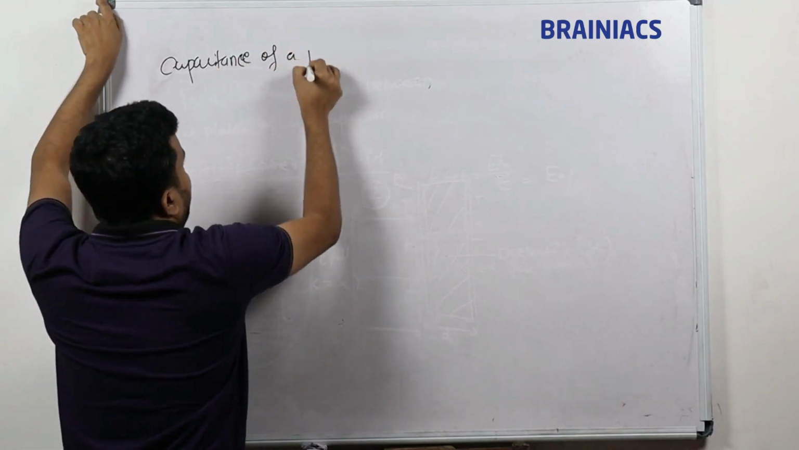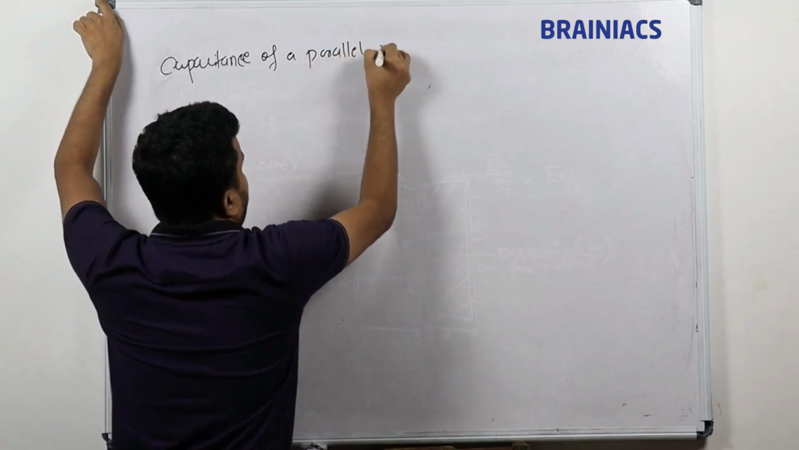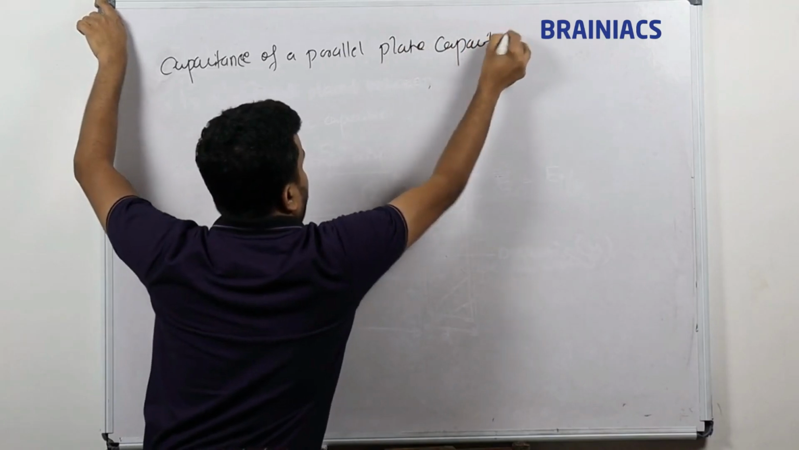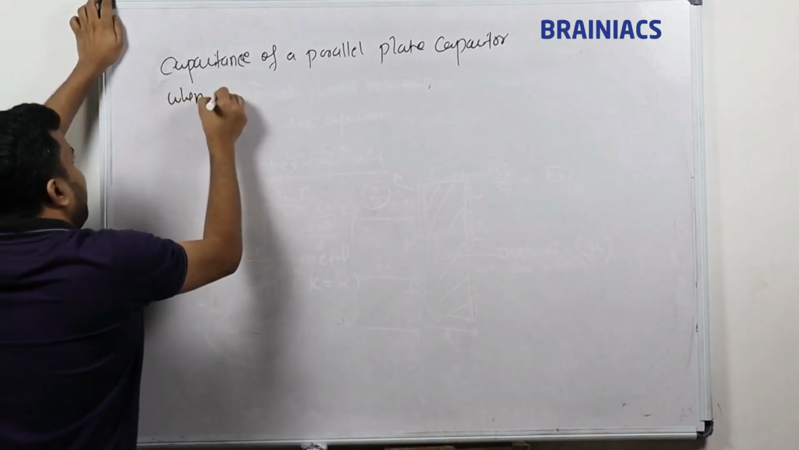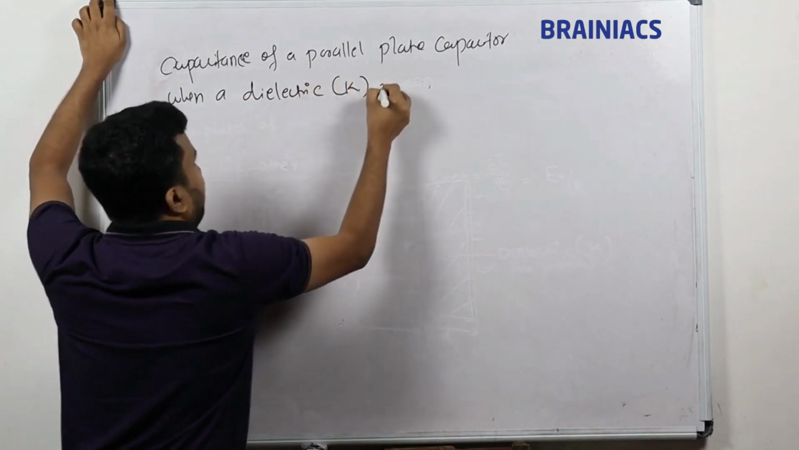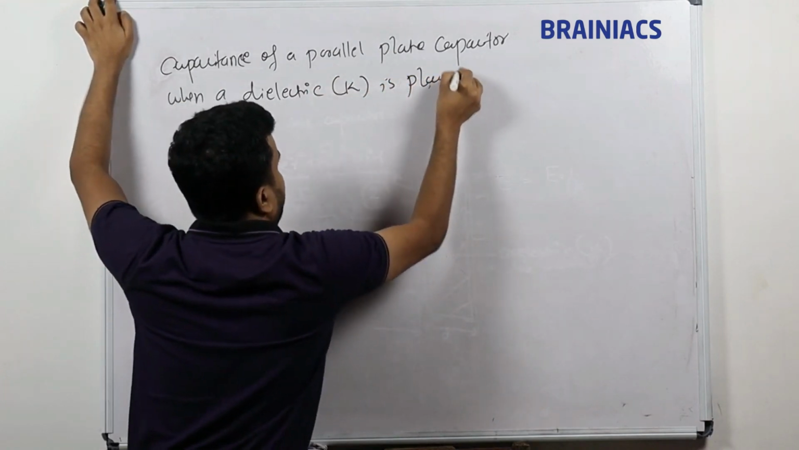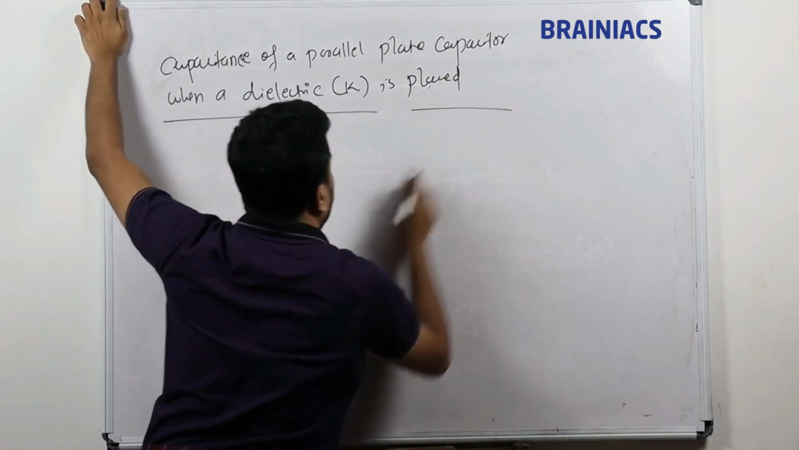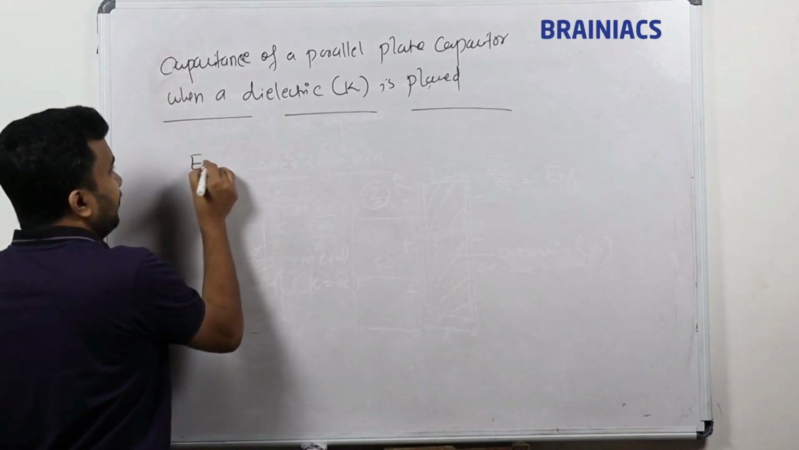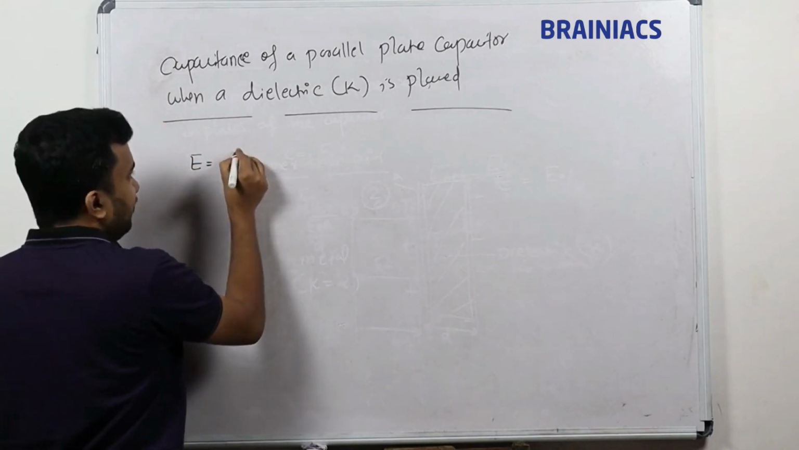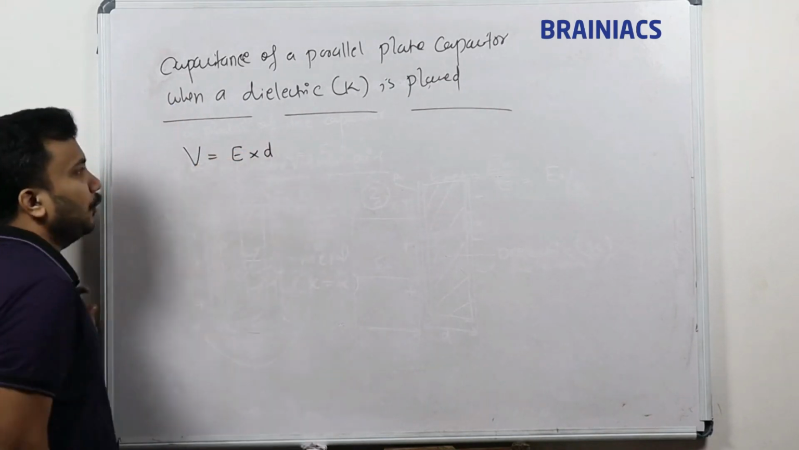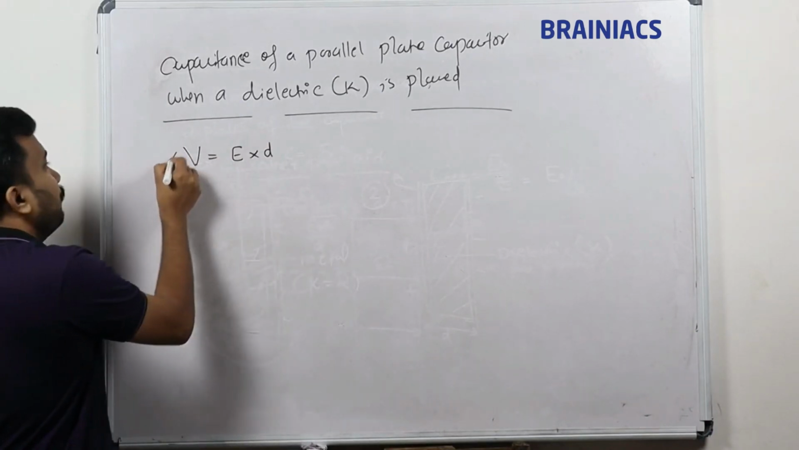Capacitance of a parallel plate capacitor when a dielectric K is placed. When a dielectric K is placed, what is the value? So we know the electric field will be equal to, whenever a dielectric is there, okay, we know the voltage equation. V is equal to E into D.